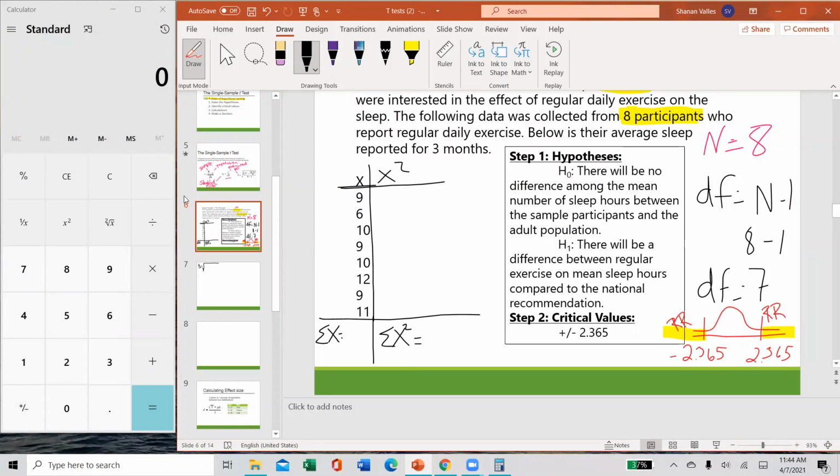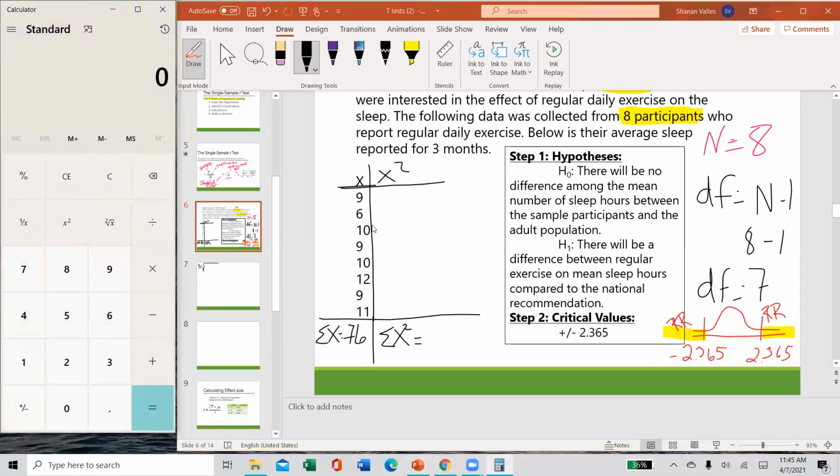Okay, all right, so what we need to do is get the sum of the x's, right? We need to add up all of our x's. So we get 9 plus 6 plus 10 plus 9 plus 10 plus 12 plus 9 plus 11. Okay, so our sum of x is 76. Hopefully you guys got the same thing. If you didn't, please correct me because I hate going with a wrong number.